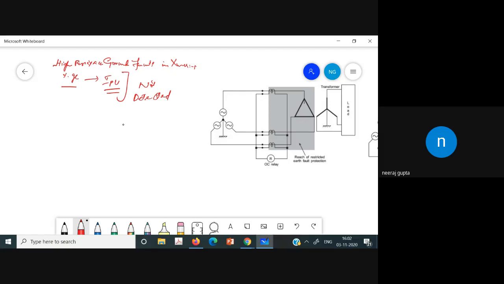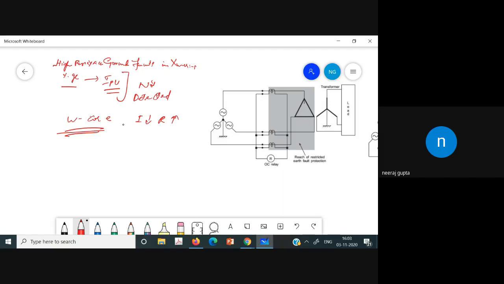Now, winding to core fault is such a fault which involves high resistance. So winding to core faults are high resistance faults, because in a winding to core fault, the resistance is high and the current is less. The current is less, and so it means that the resistance is high. So this fault comes into this category.